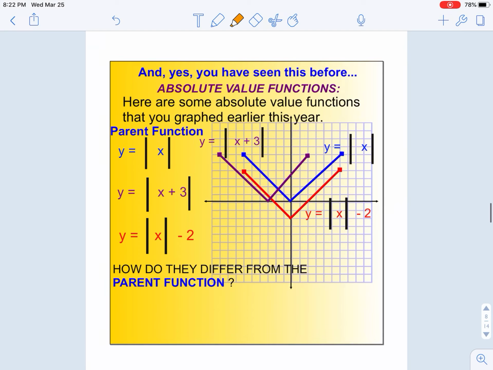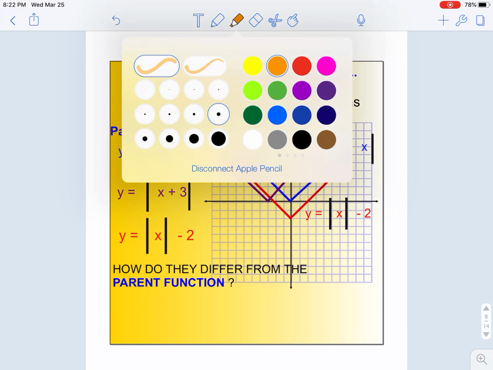All right, so yes, you absolutely have seen this before. You saw it earlier in the year with Mr. Obama when you all were talking about absolute value functions. Remember the absolute value function always looked like V's, right? They came down and it's like they bounced directly off like a pool ball or a basketball that you're bouncing on the ground. Those moved in the same way.